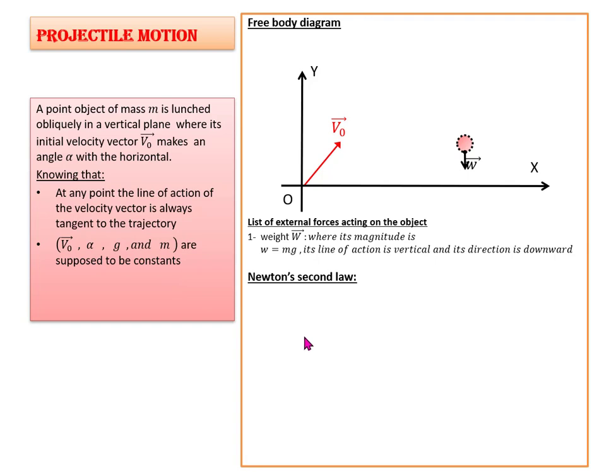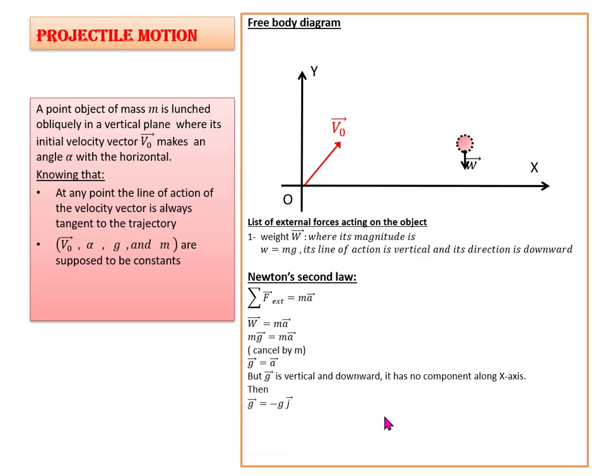Applying Newton's second law, we can say that the sum of the forces will be equal to m times a. So mg will be equal to ma. We can cancel m and we will get a equal to g vector. Since g is directed vertically downward, then the result will be a equal to minus gj.